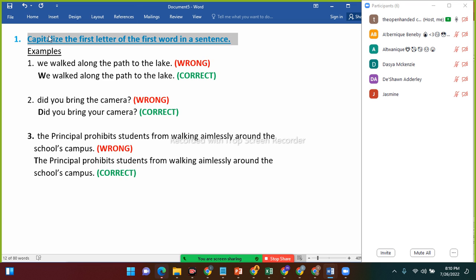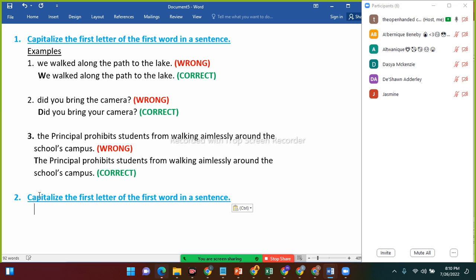Alright, so rule number 2 for capitalization. You always want to capitalize the pronoun I. So every time you use I, you should never use it lowercase. It should be capitalized.